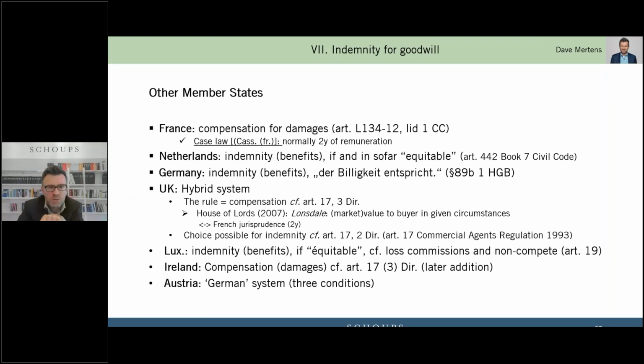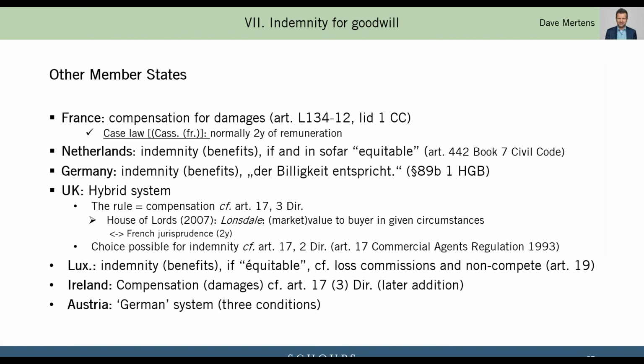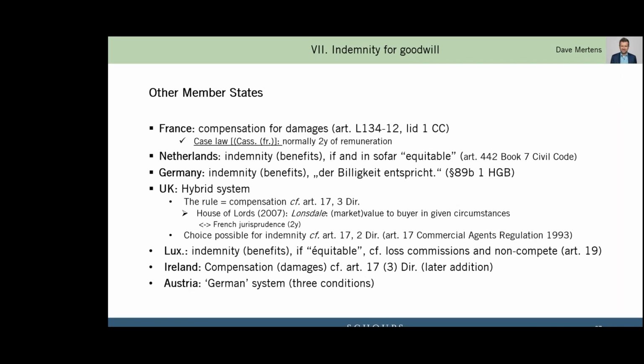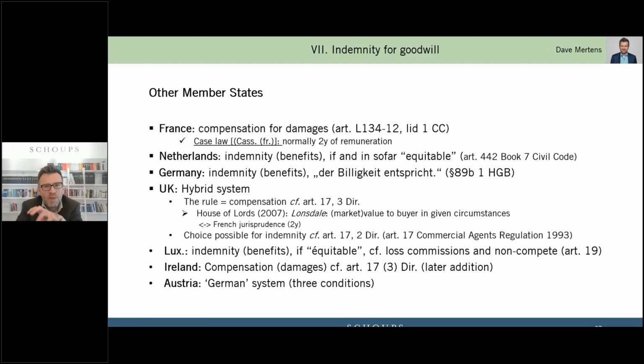The exception there being, again, the UK, a bit of a hybrid system, choosing for compensation, the French system, strangely, but less strangely, the House of Lords has decided not to apply the French principles, and to say, well, it's not the loss of damages that is really important, but we look at the market value of the business lost in the given circumstances. So we do not necessarily impose the 2 years that the French courts impose as a rule. House of Lords said, no, we don't do that. We have a different approach. We interpret the same text in a different way.